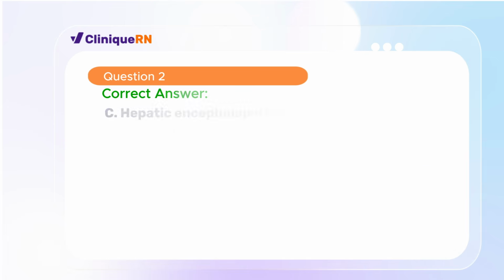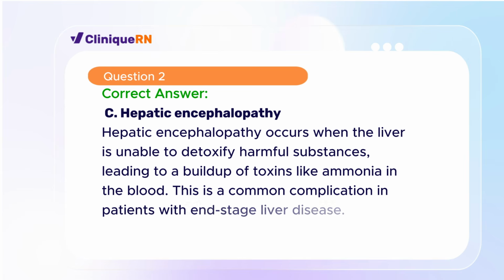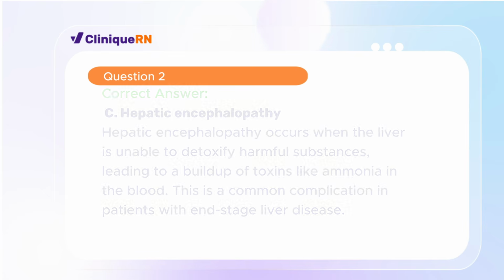The correct answer is C. Hepatic encephalopathy. Rationale for correct answer. Hepatic encephalopathy occurs when the liver is unable to detoxify harmful substances, leading to a buildup of toxins like ammonia in the blood. This is a common complication in patients with end-stage liver disease.